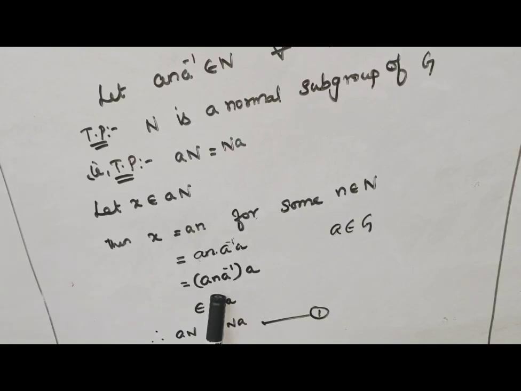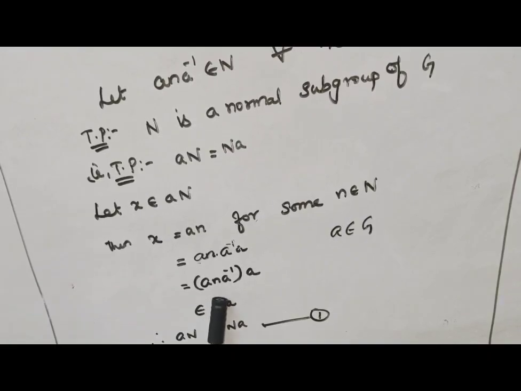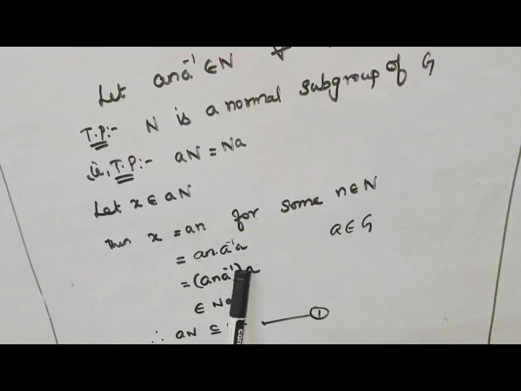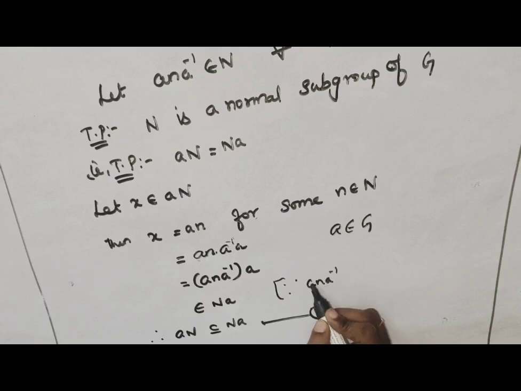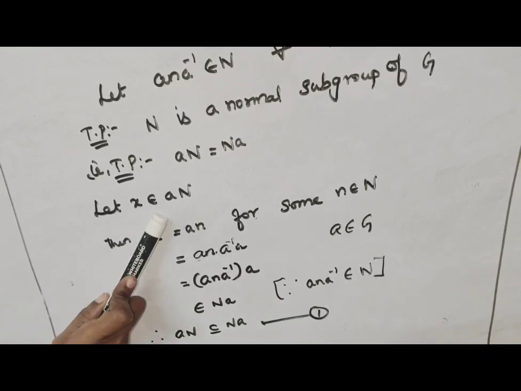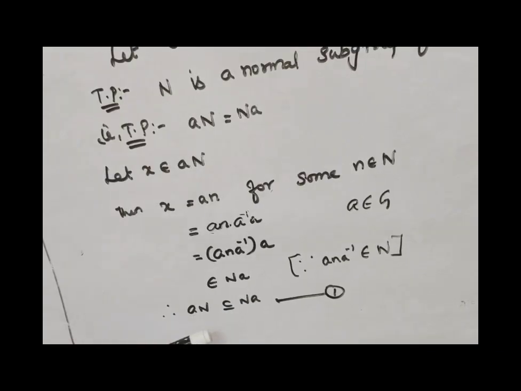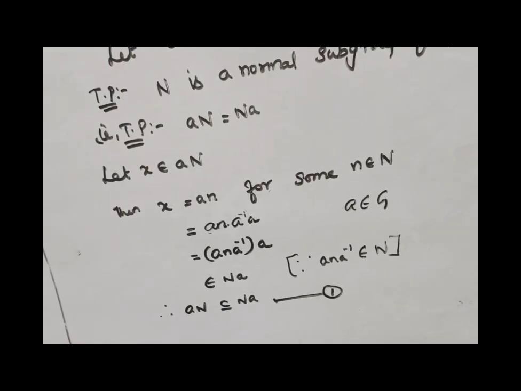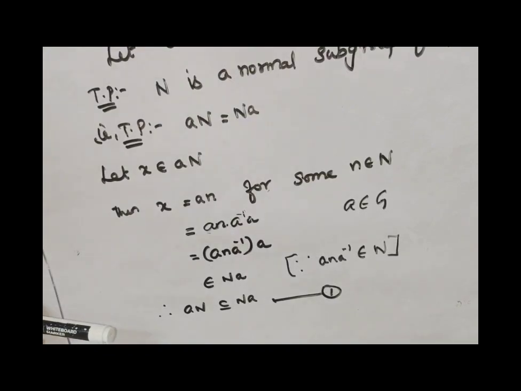In the given condition, that is the fourth condition, a inverse belongs to N. Therefore, this belongs to capital N. Since it is given that a inverse belongs to capital N, therefore the left coset aN is contained in the right coset Na. Take it as equation number 1.